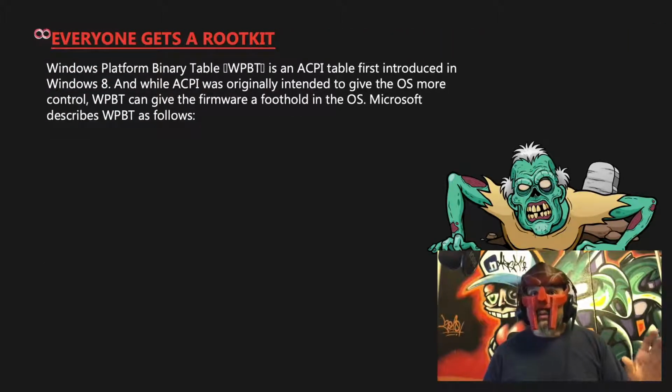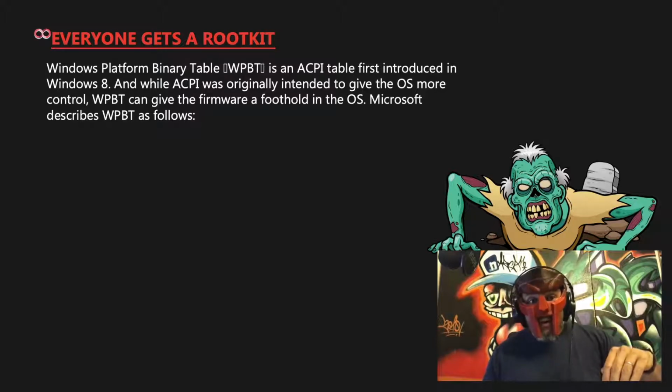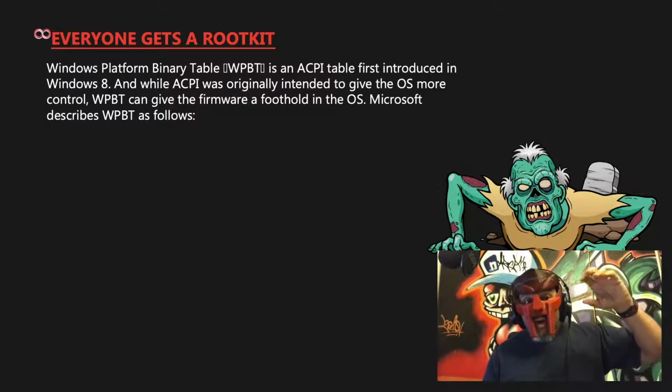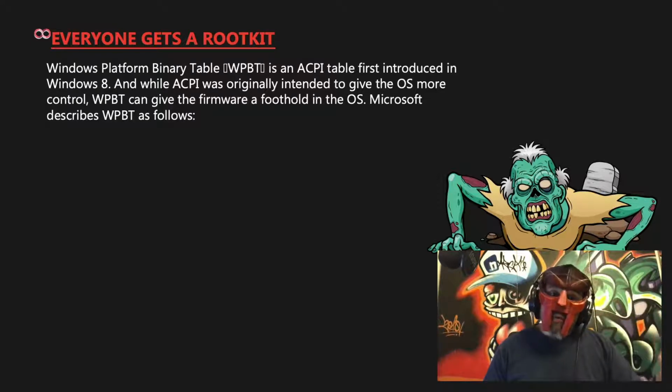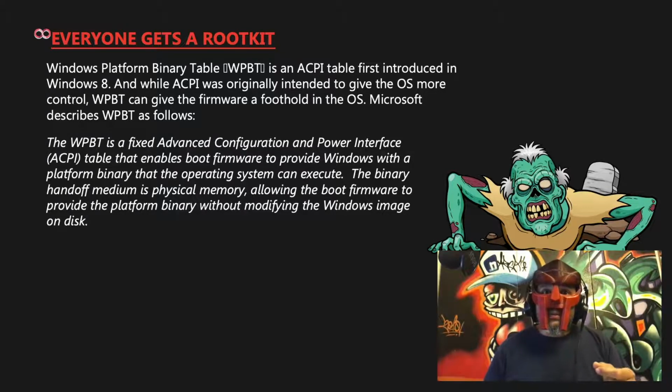Windows Platform Binary Table, or WPBT, is an ACPI table first introduced in Windows 8. And while ACPI was originally intended to give the operating system more control, WPBT can give firmware a foothold in the operating system. So, ACPI was trying to give the operating system control over the components into power management. Now, WPBT gives the firmware a foothold or access to the operating system.